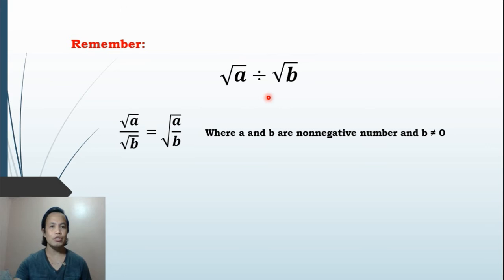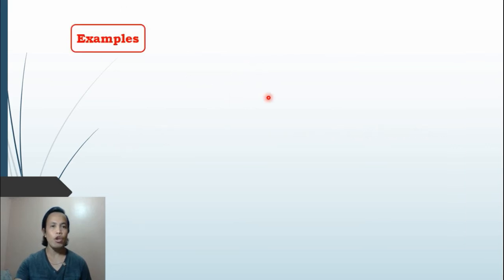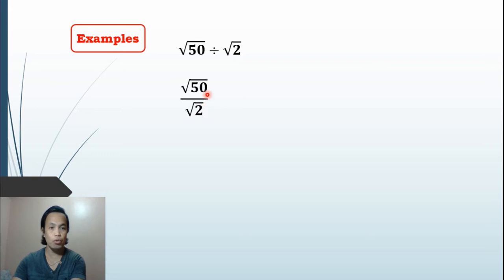Okay, let's proceed now to our examples. When we divide the square root of 50 by the square root of 2, of course, we can write this as the square root of 50 over the square root of 2. In this case, since the indices are the same, since they are both square roots, we can simply divide 50 by 2, which is equal to 25. So this is equal to the square root of 25. And since 25 is a perfect square, the square root of 25 is 5. So therefore, our answer is 5.